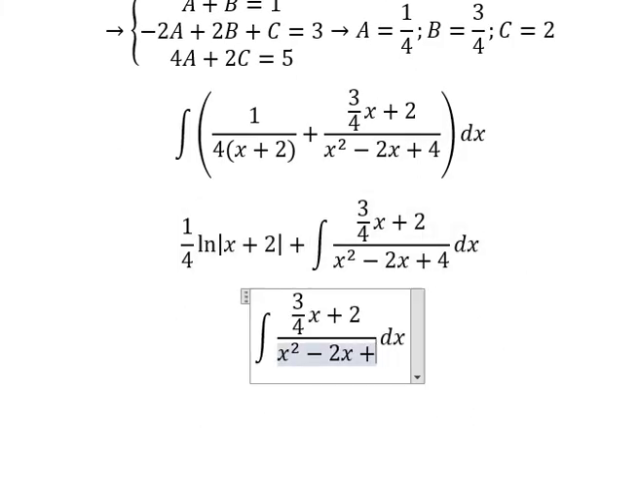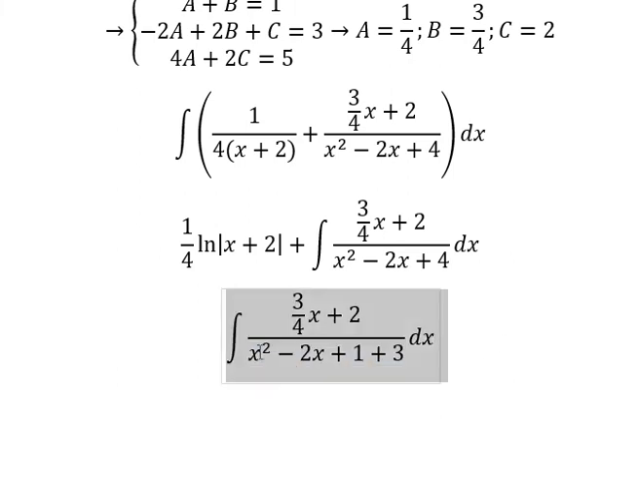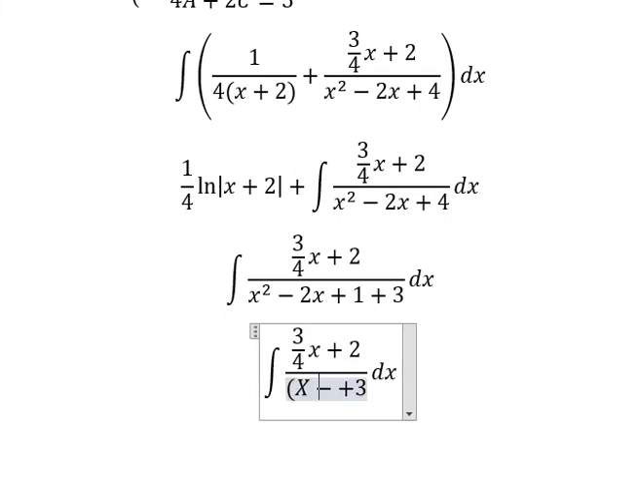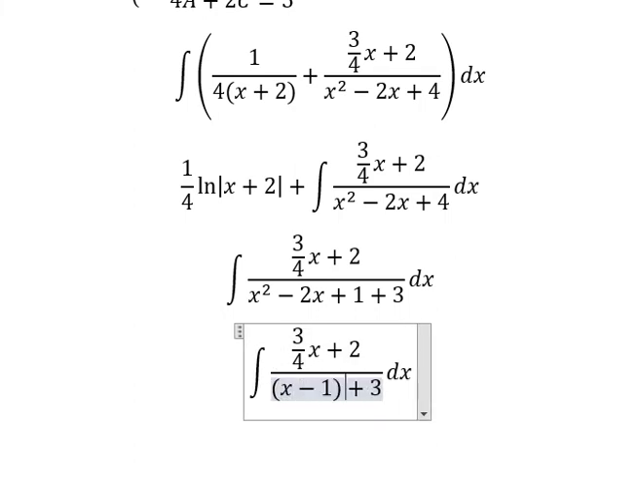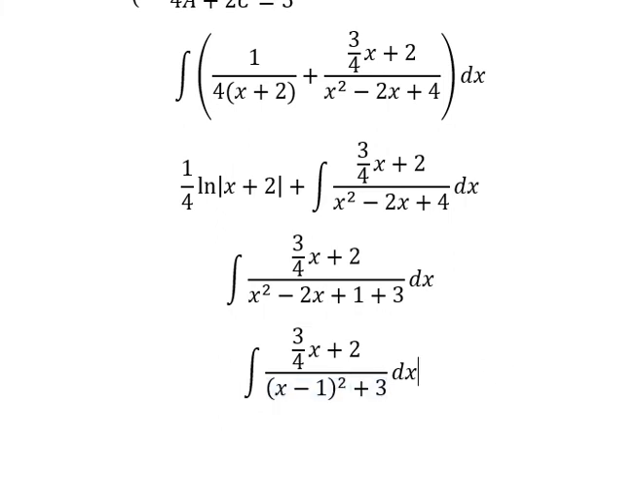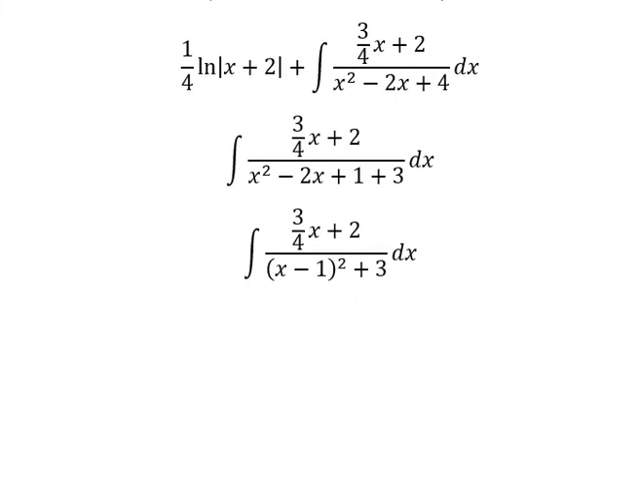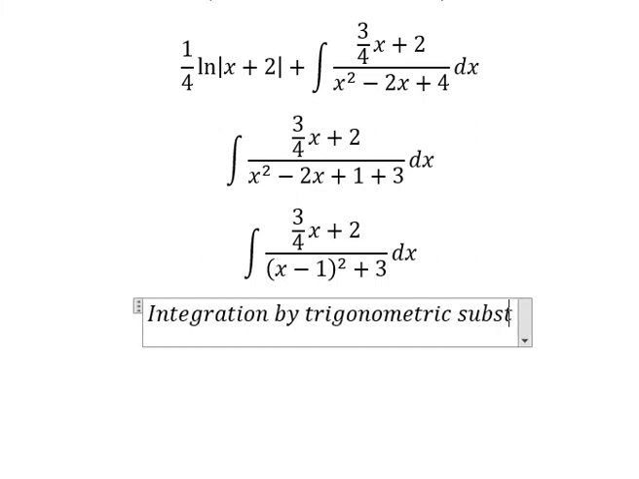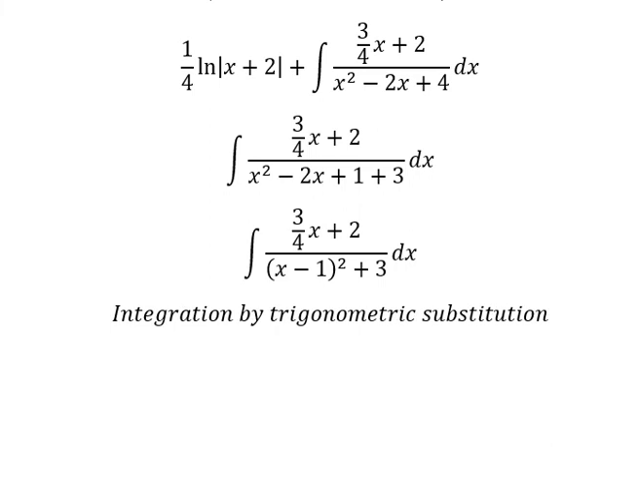So number 4, I will put 1 plus 3. And we know that this is an identity. So I will put s minus 1, everything to the power of 2. Now we need to use integration by trigonometric substitution. So I will put s minus 1 equals the square root of number 3 tan t.